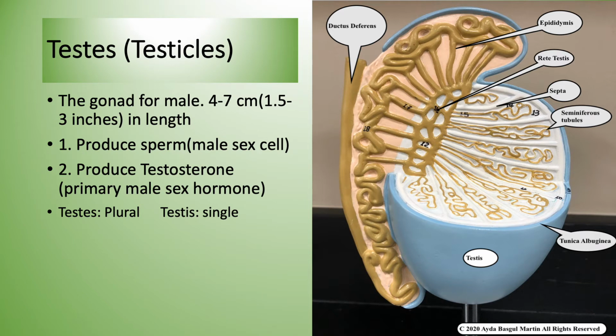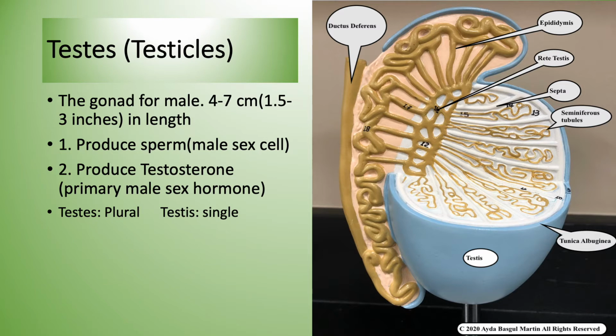Testes or testicles are the plural. Testis is the single form of this organ's name. The gonad for male has the 4 to 7 centimeter length and has two main functions, producing sperm and producing testosterone. It is covered with thick connective tissue, which is shown on this photo as a blue colored covering.